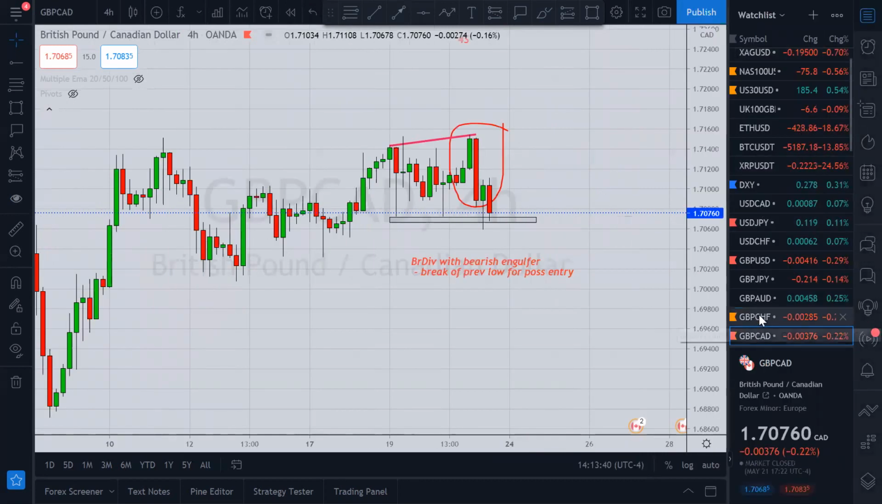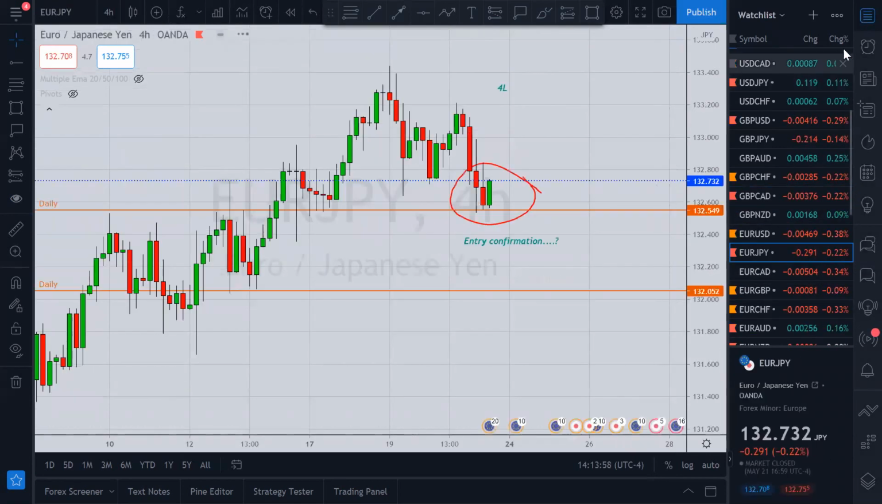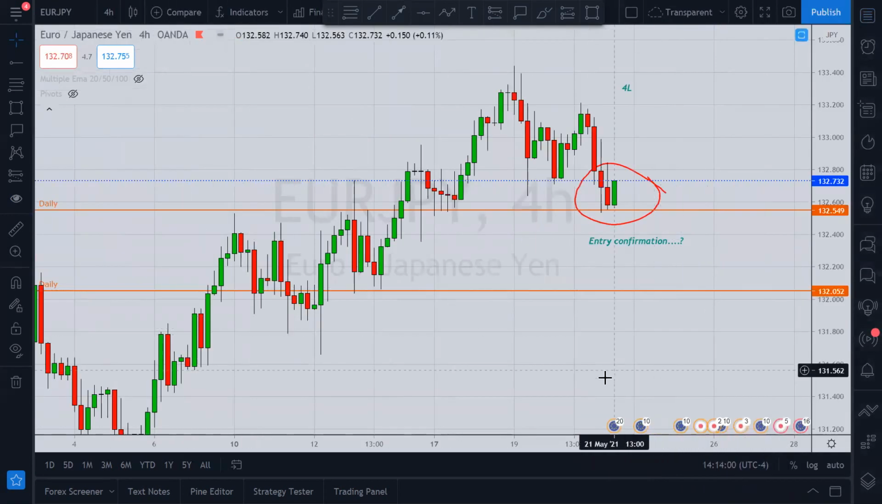Pound CAD. I can't believe I slipped up on this Pound Swiss. Maybe I can edit it out. Anyway, all right. Let's go to the next one, and that would be EURJPY. All right. If I can just stick to the red ones. EURJPY. What am I looking at?